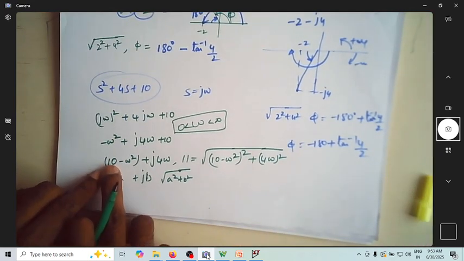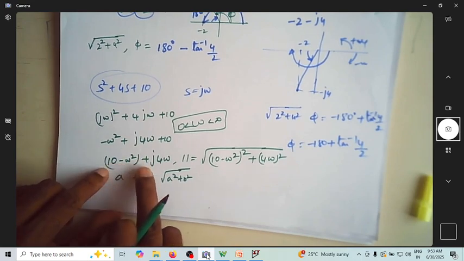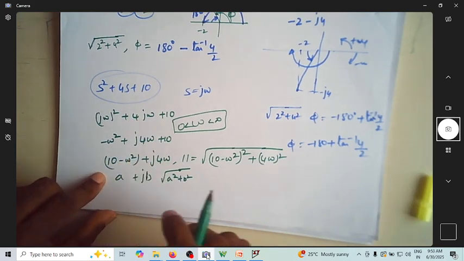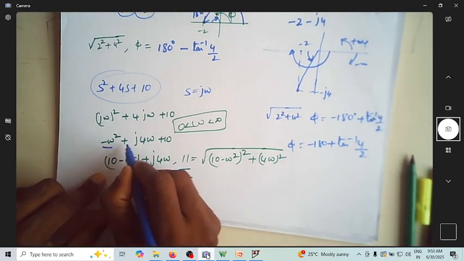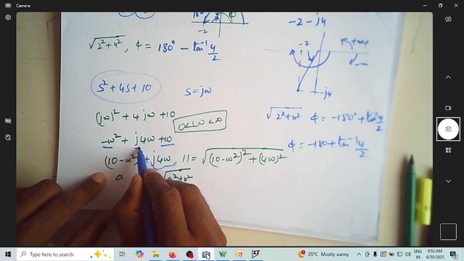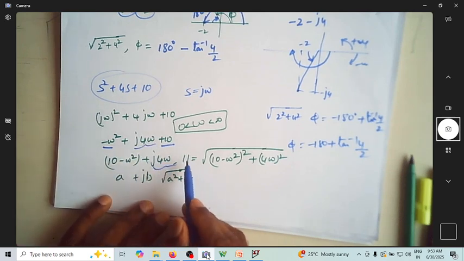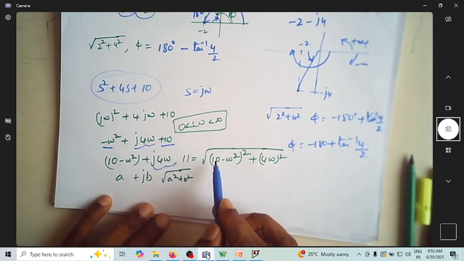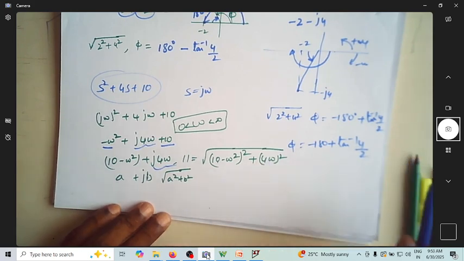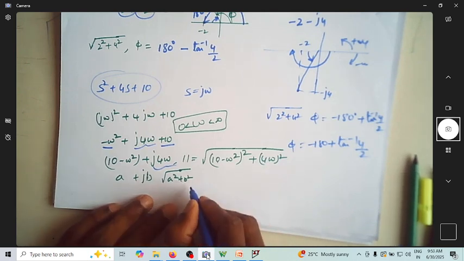Okay. So the magnitude of this would be root of (10 minus omega square) whole square plus (4 omega) square. Of course, you know how I wrote this. So just group this, because these two are real parts and this is the imaginary part. So I'm grouping it under root of real square plus coefficient of imaginary square. And then what's the phase angle?